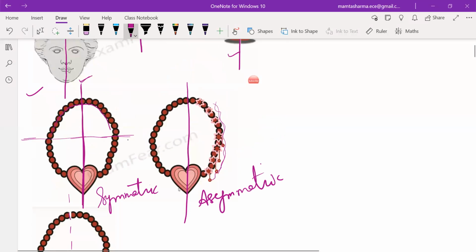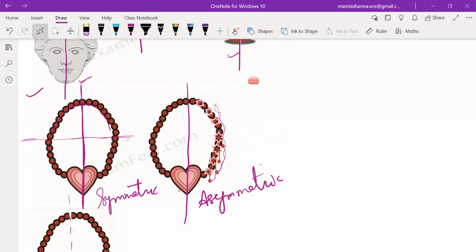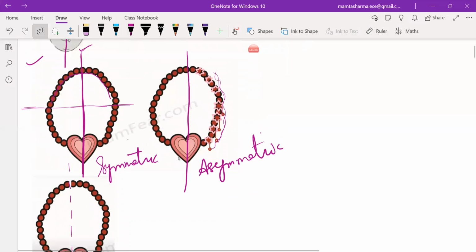Symmetry may be of natural things also, natural figures, or man-made figures also. There could be any type of figure which may be symmetric or asymmetric based on their mirror image or how we divide them into two equal halves.